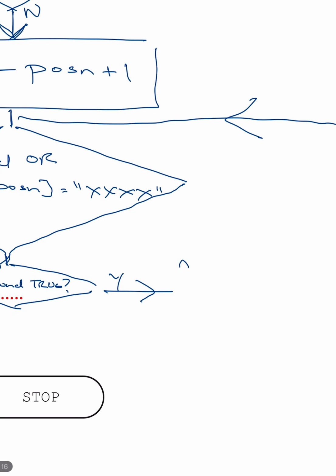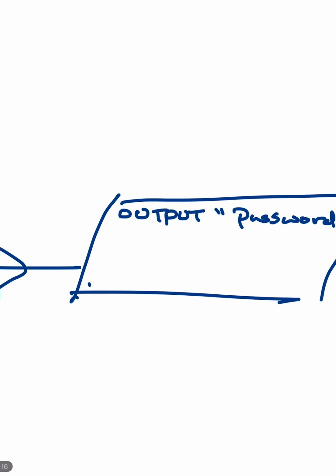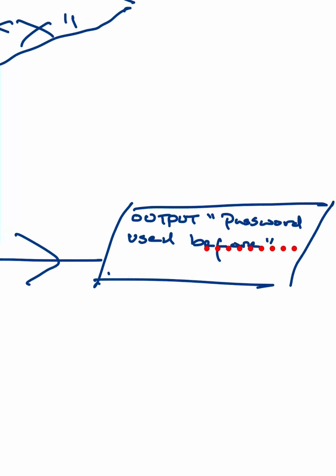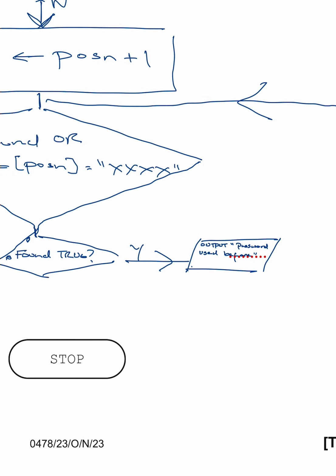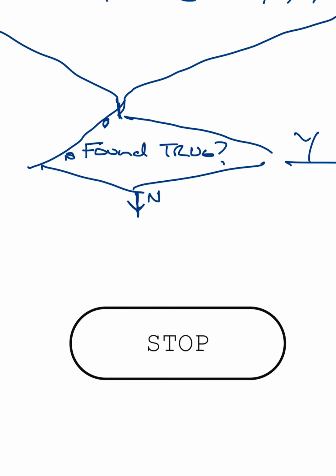our message to that effect. Output password has been used before. Okay. If not, so if found isn't true, then we need to update the password.